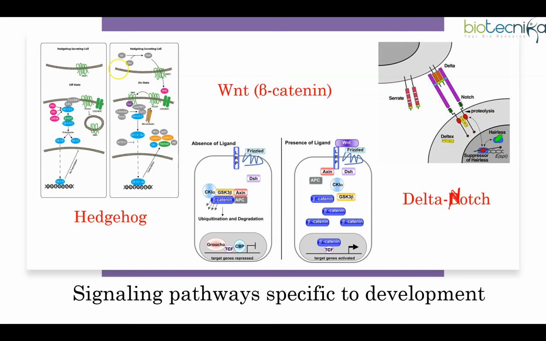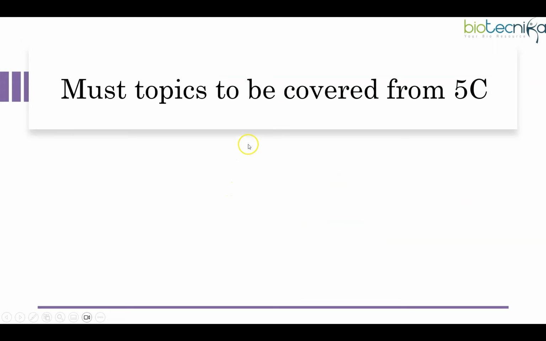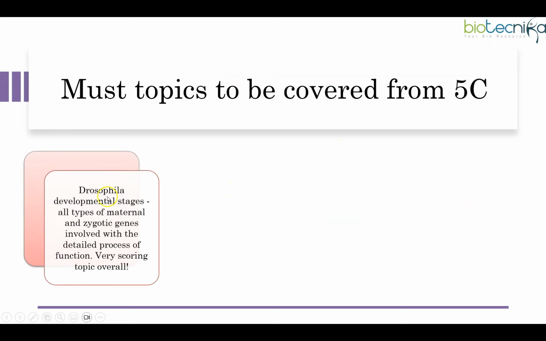So these are some hedgehog pathways, as you can see. In absence of ligand, in presence of ligand, what are the different activations which are happening? These all concepts are very important. Okay. Then must topics to be covered from unit 5C. They are Drosophila developmental stages, the different types of maternal and zygotic genes which are involved with the detailed process of function.